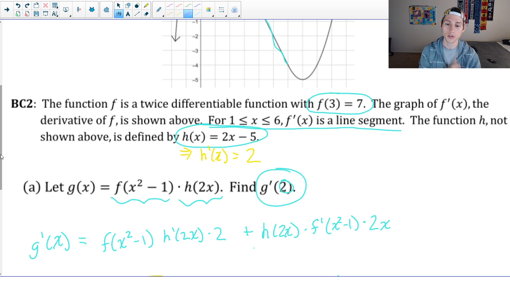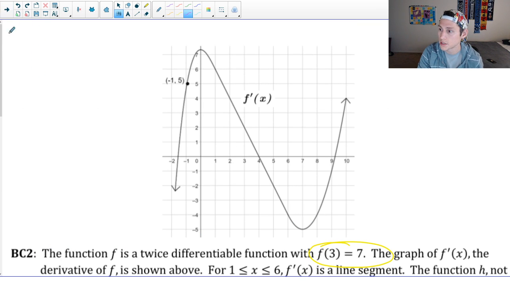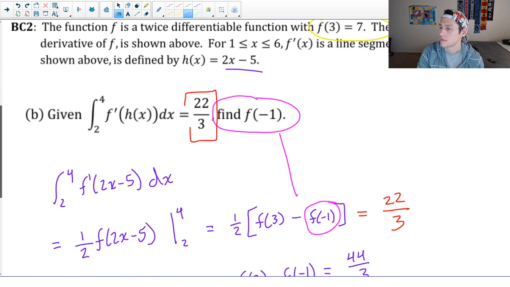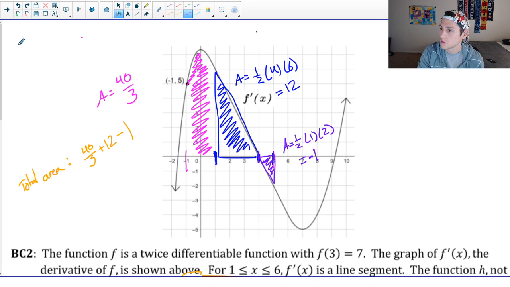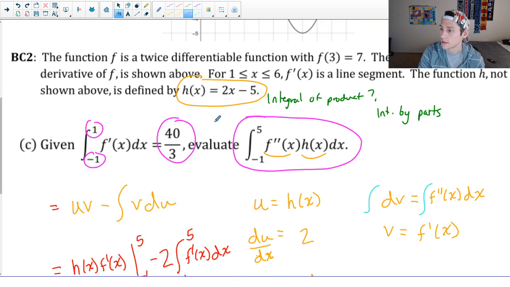So yes, they usually have an underlying skill, like the underlying skill of part A is a product rule, but you have to use the chain rule. You have to be able to relate information from graphs and equations. Okay, parts B and C, same thing. Part C is asking us, can I do integration by parts?